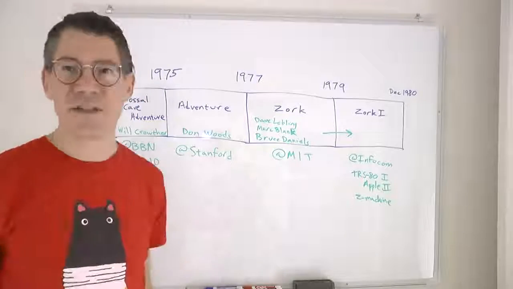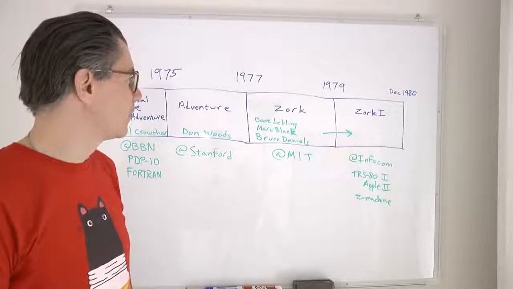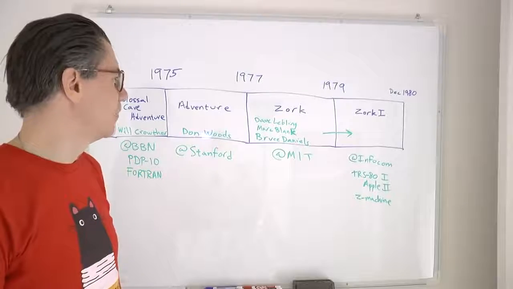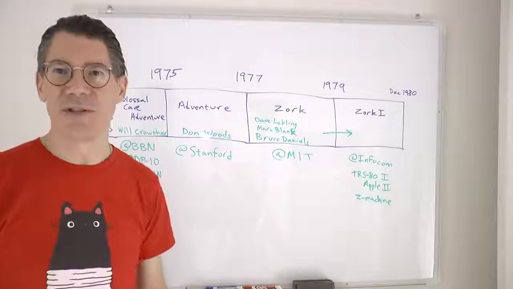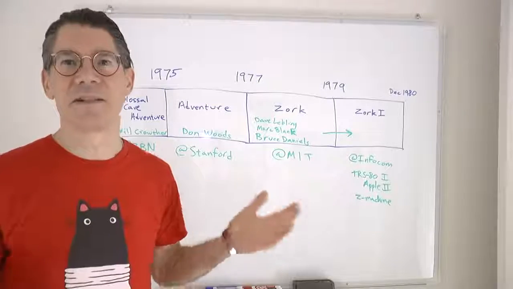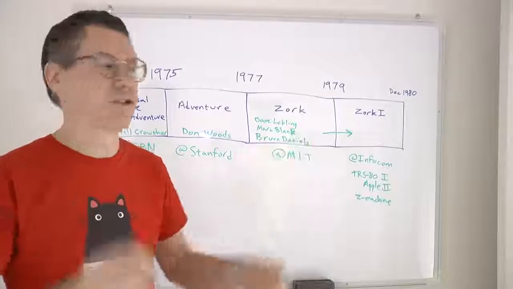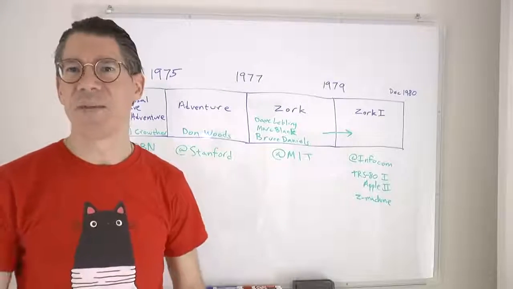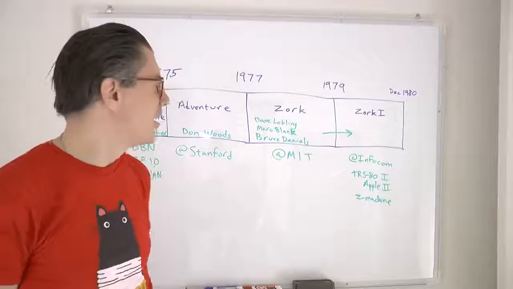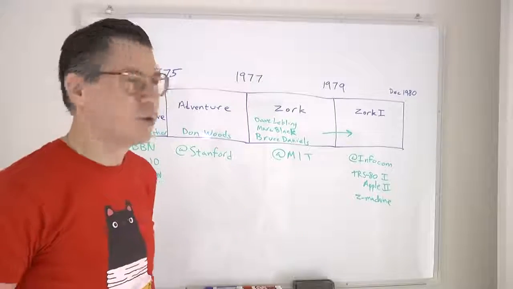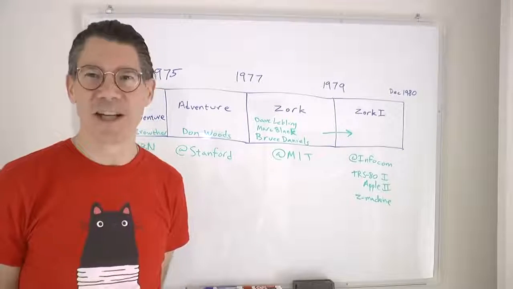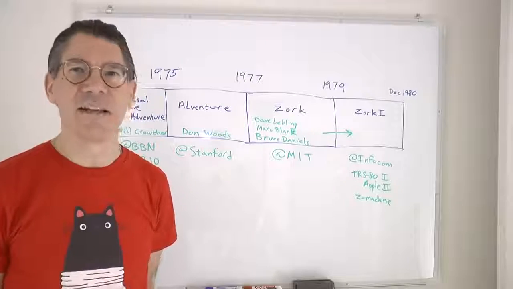So it went from Stanford to MIT, where at least three students, if not more, Dave Lebling, Mark Blank, and Bruce Daniels got a hold of it, and they rapidly and vastly expanded it to a huge adventure game. They call it Zork. At the time, Zork was MIT slang for something unfinished because it was never finished. And they worked on it for about 2 years through to 1979. At that point, they had the great idea of starting a company, and they called it Infocom.